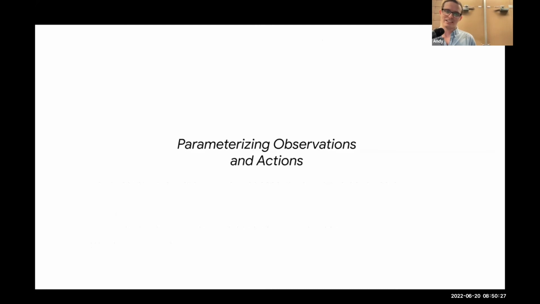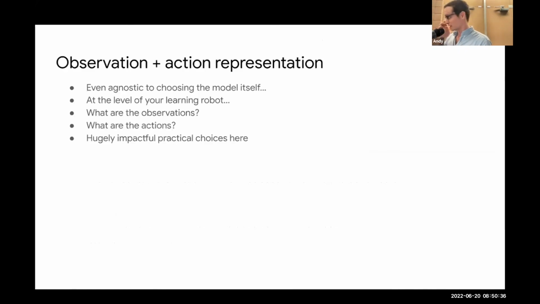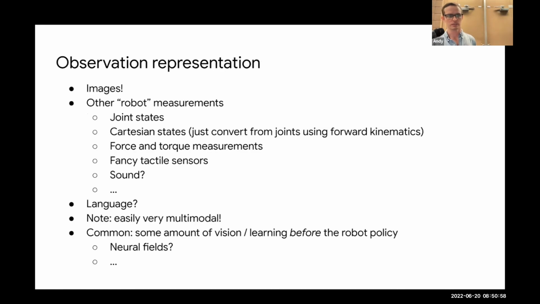One that is kind of niche, but very important, and unavoidable and agnostic to whatever method you use, is how you choose to parameterize your observations and actions. I'll go quick because I am quite over time. But even agnostic to choosing the model itself, at the level of what fundamentally you are learning, what are the observations and the actions into your learned agent? This is a hugely impactful, practical choice.